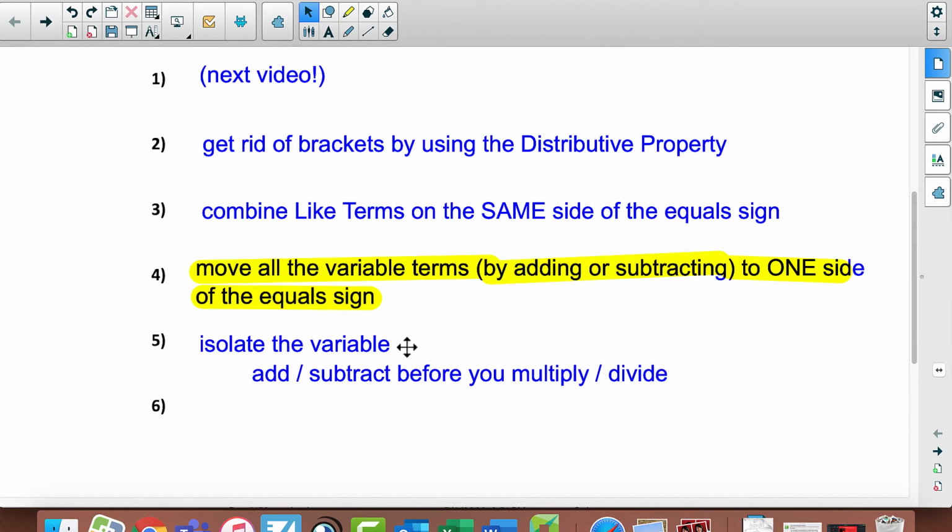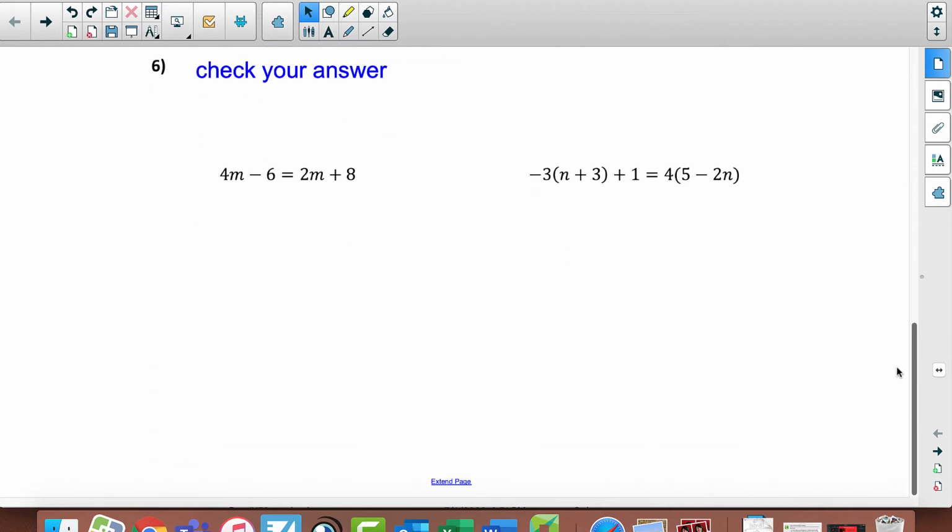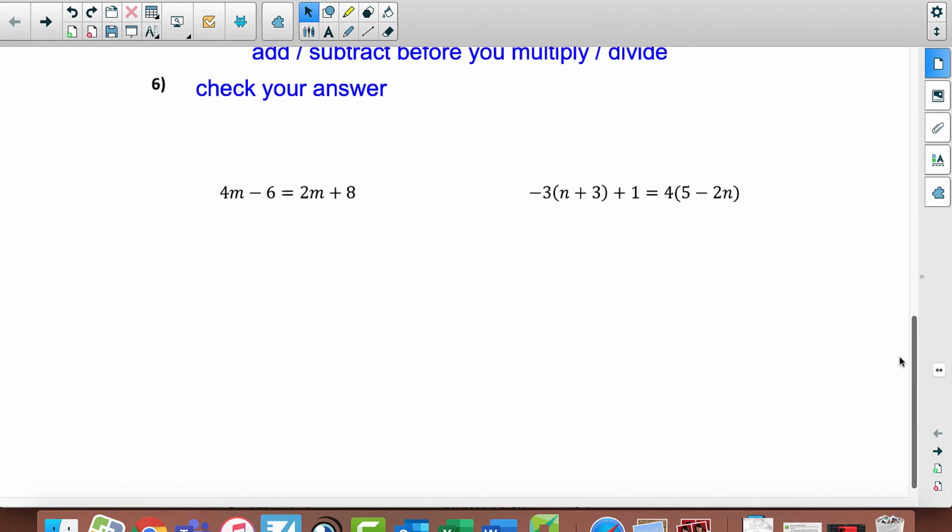We've done that step a whole bunch of times. And finally, if you want to, the optional step, you can check your answer. Some of these questions get so complicated that it's almost not worth it, because your chances of making a mistake when you check your answer are so high. Alright, let's do some here.